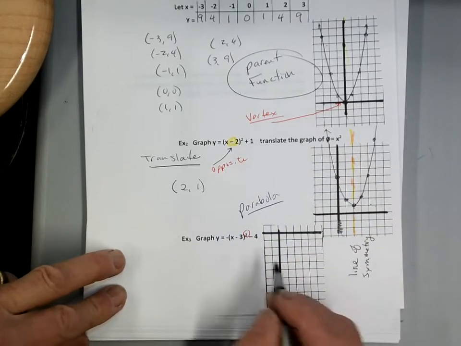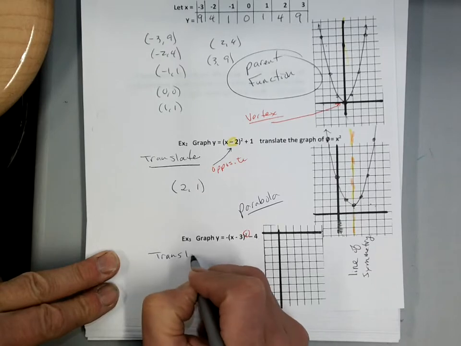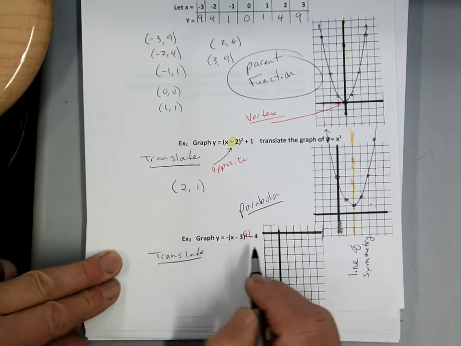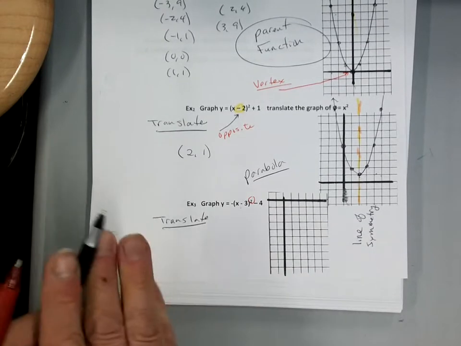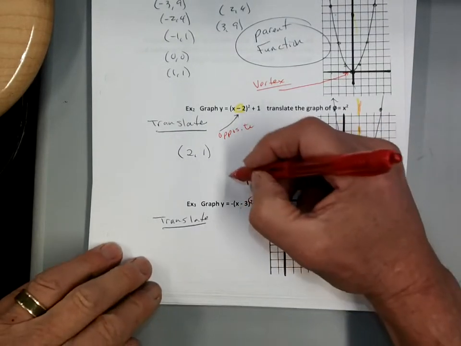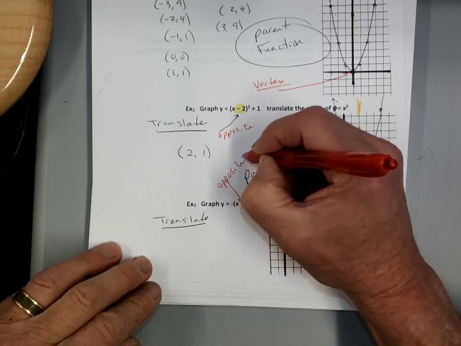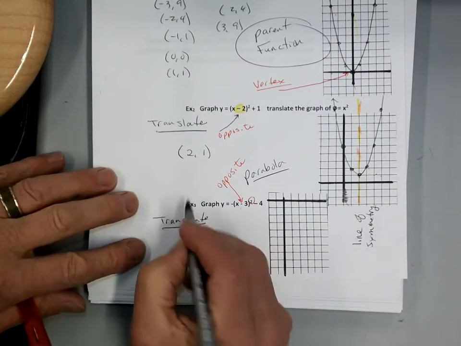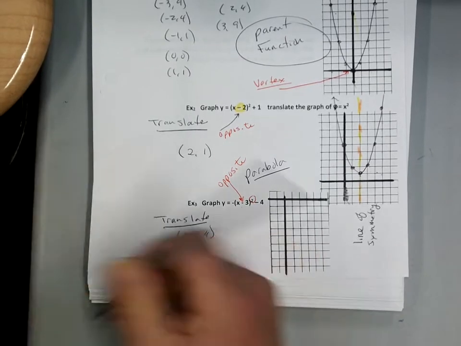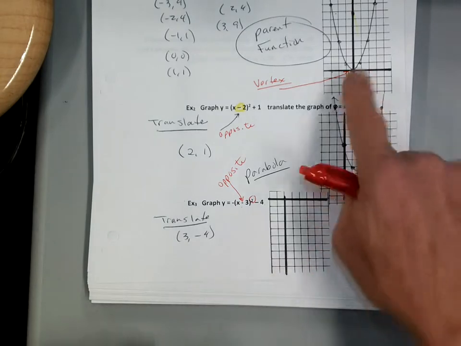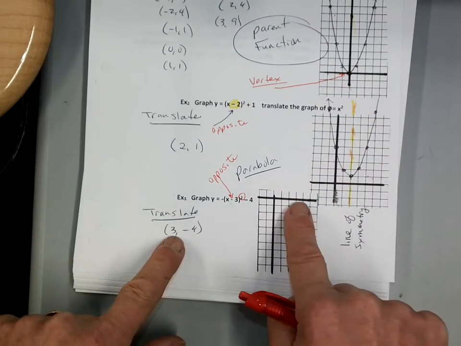But we're going to move its vertex, so we're going to translate it to positive 3. Remember, it's the opposite. Positive 3. It's always the opposite inside. Always the opposite. So we're going to move it to a positive 3, negative 4. Okay? So the vertex, which is there, that's my parent function, is going to go to positive 3, negative 4.